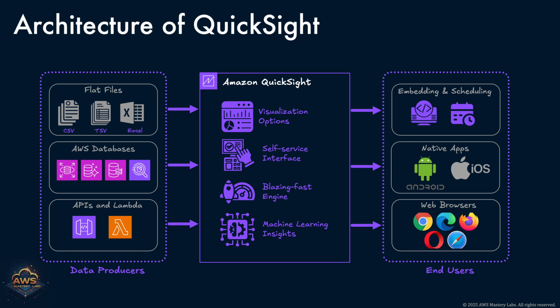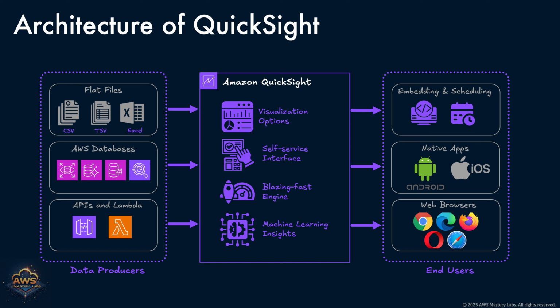No matter where your data lives, static files, cloud databases, or live streams, QuickSight is ready to connect and harness it. At the center of it all stands Amazon QuickSight, your analytics powerhouse. Here, raw data is rapidly transformed into compelling visualizations using an extensive library of charts, graphs, tables, and custom visuals. The self-service interface empowers users of all skill levels to explore, filter, and analyze data independently, removing bottlenecks and accelerating time to insight. Powered by the blazing fast SPICE engine, your dashboards and reports remain highly responsive, even with millions of records.